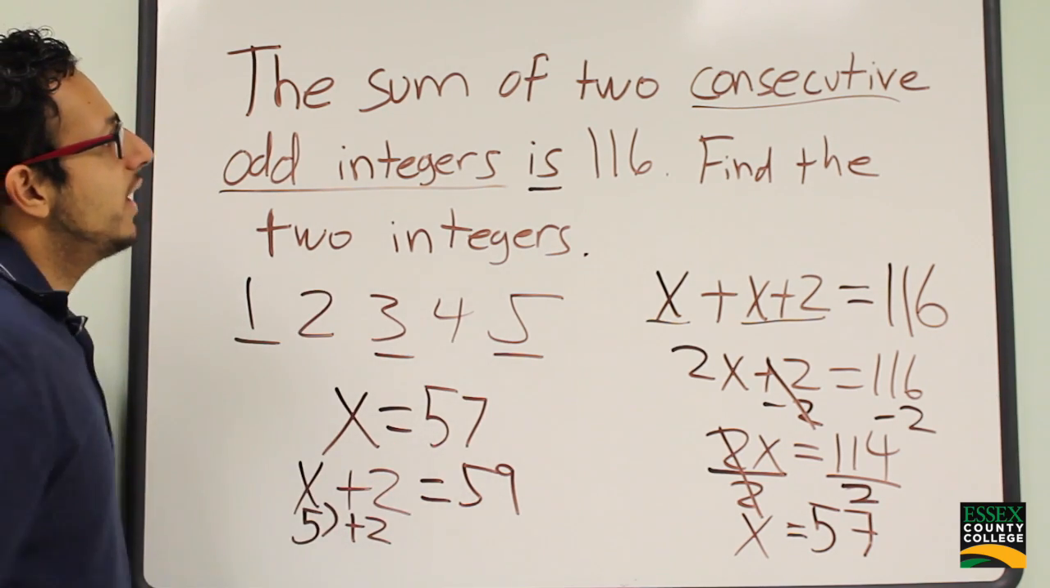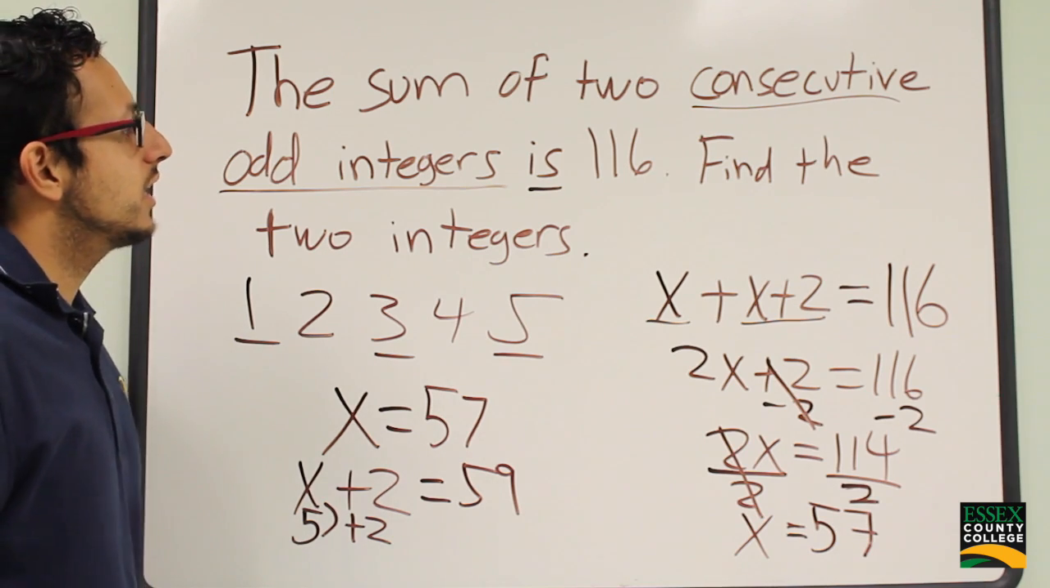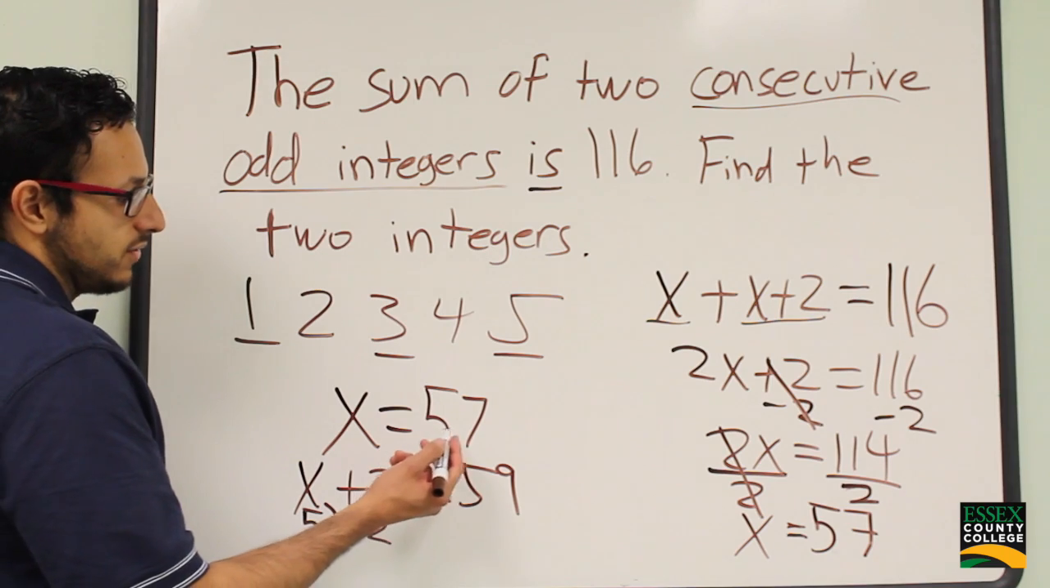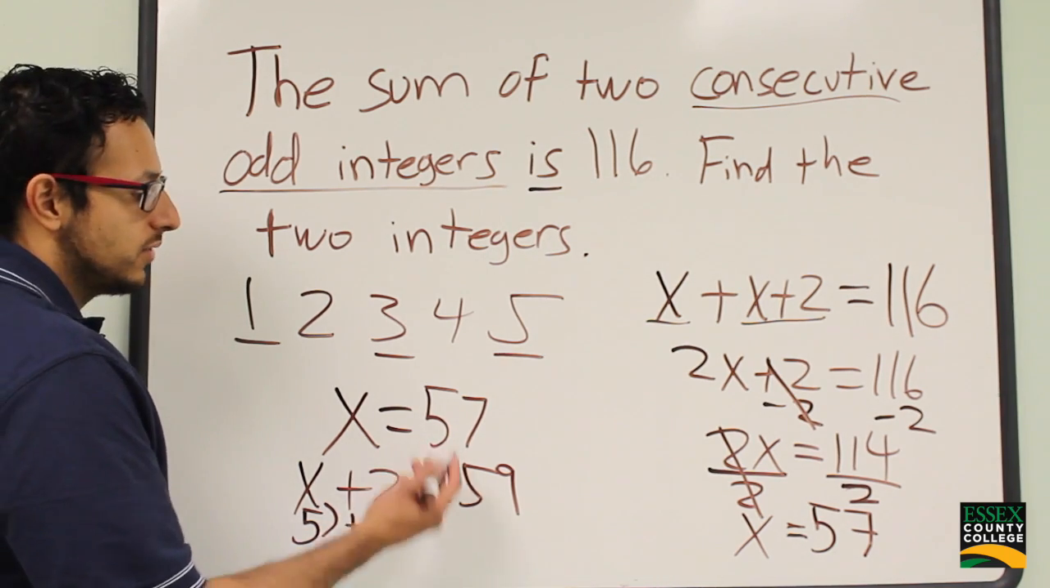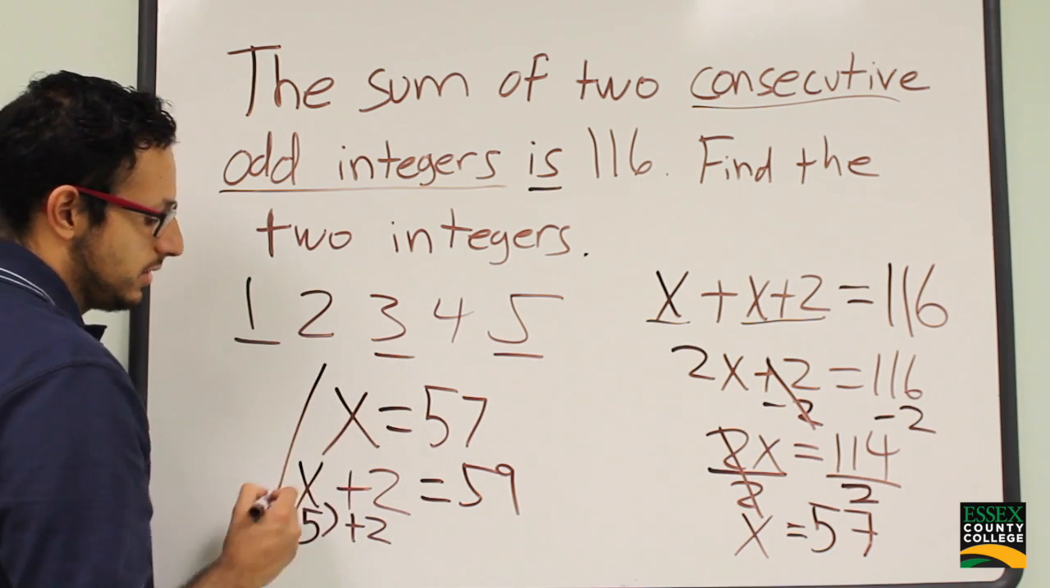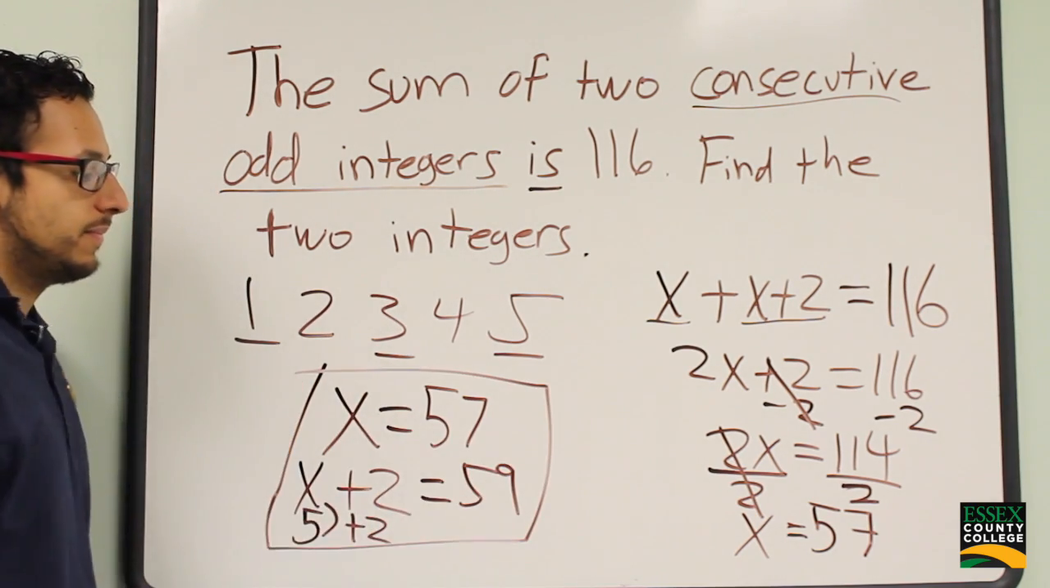So when I say find the sum of two consecutive odd integers that is 116, we found out that it's 57 and 59, because 57 plus 59 is 116. And this is the answer.